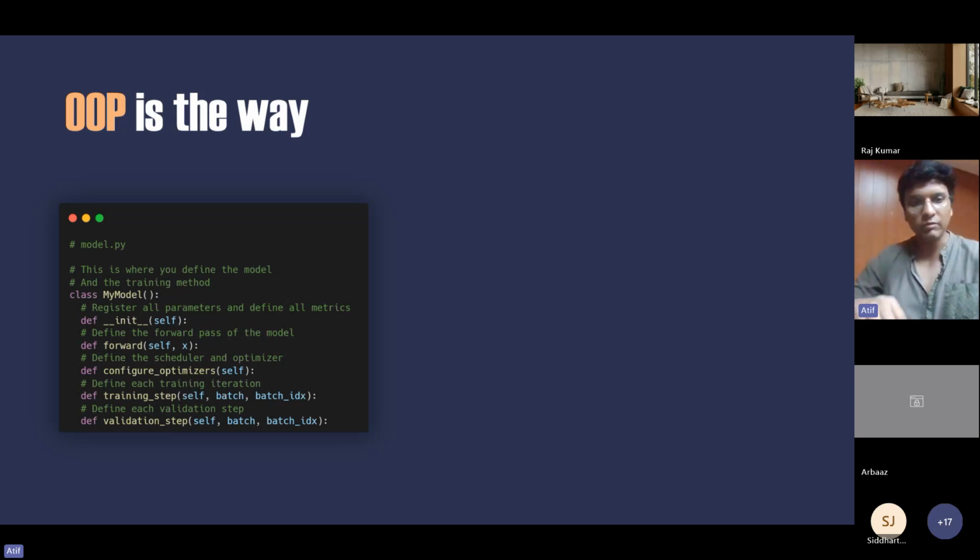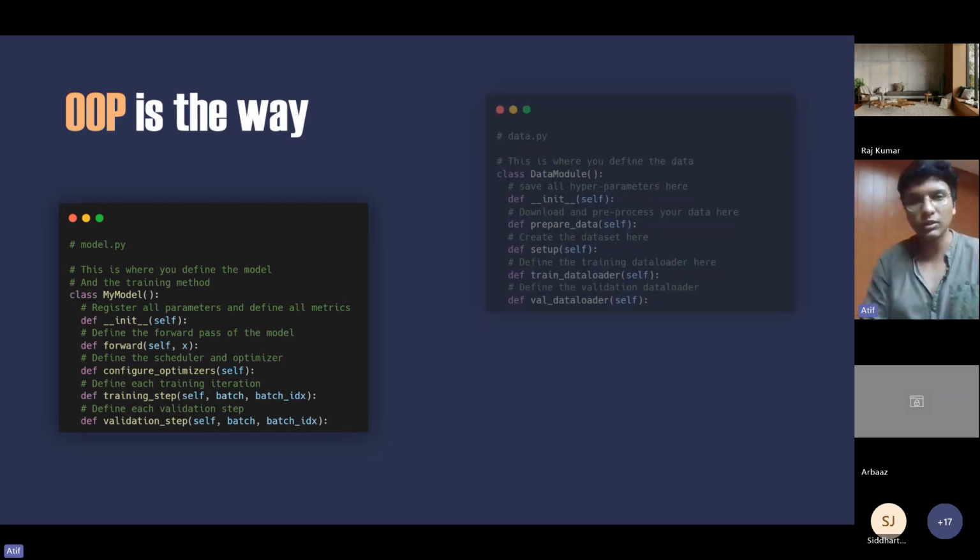And then there are three separate functions: configure optimizers, training step, and validation step. In configure optimizers, that's where I pass my optimizer, my scheduler, everything goes in there. My training step is basically for each iteration, what should you be doing? That goes into my training step, and same for the validation step. So this is what my model structure looks like.